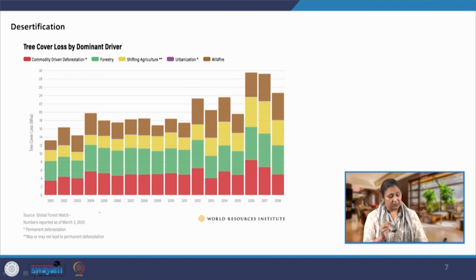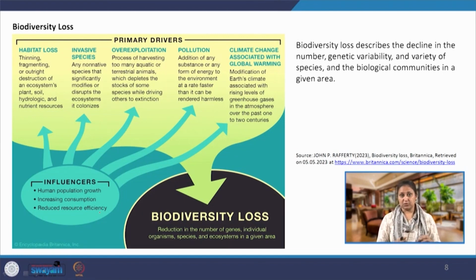So, this is commodity-driven deforestation, wrong forestry practices, shifting agriculture, which is what I just mentioned, urbanization, and also wildfires. This is one reason where some natural forces are also causing desertification to happen. So, it is not always man-made, but largely the drivers are man-made and some are natural, such as wildfires, but that is again because of climate change, and we have already seen that this is also happening because of the rising temperatures, of reducing humidity in certain areas and increasing humidity in other areas. So, together all these are causing desertification to increase.